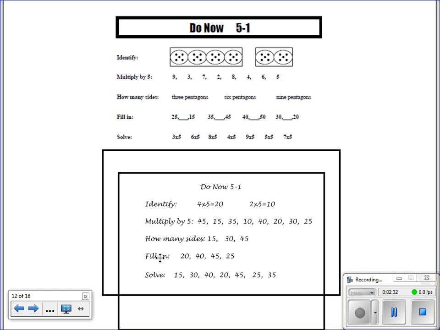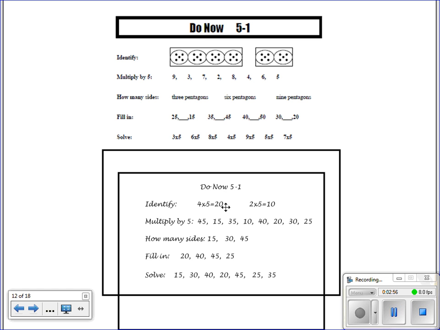It says fill in, and they just tell me the number that's missing. 25 blank 15, looks like we're missing our 20. 35, this one's going up. 35 blank 45, we're missing our 40. So they fill those in, and then the last one's just say solve, so the students write solve. Up there it says 3 times 5, so we write 15. Up above it says 6 times 5, so we write 30. And then students do this.